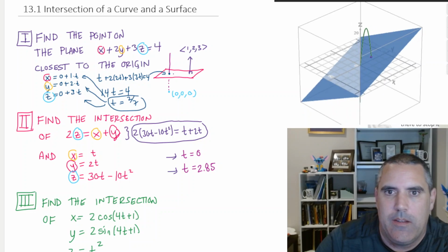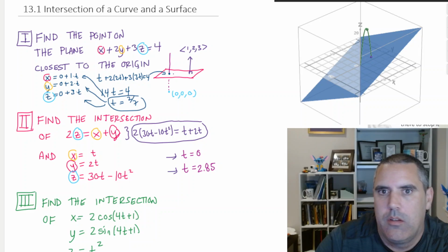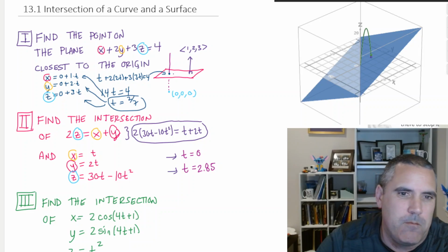We can animate it. Here's the object. It gets thrown. And it hits. That's it. Notice I don't even need very much space to answer these.